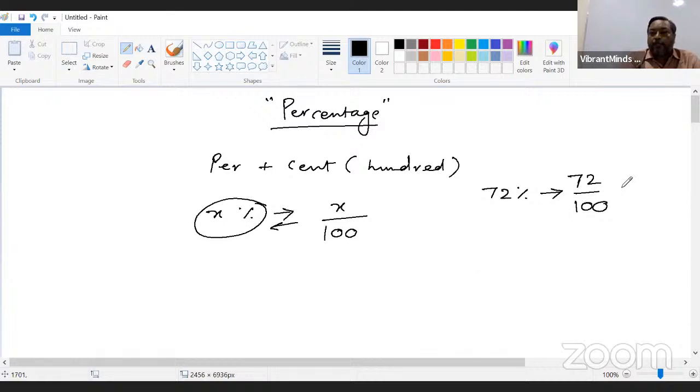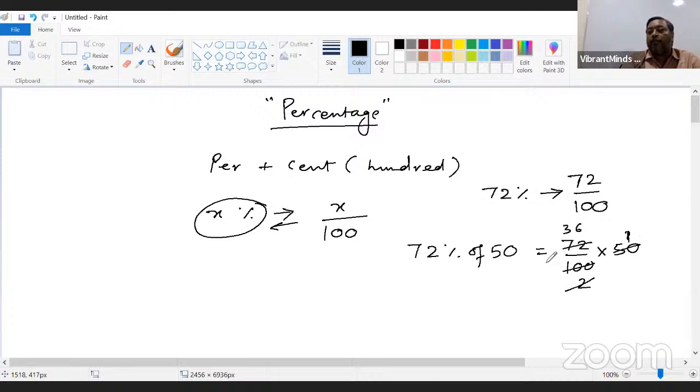But the same gets converted if somebody says that the total marks is only 50. So what I get now is 72 upon 100 multiplied by 50. So this goes 51s are, 52s are, and then 36. So 36 is now your 72% of how much? 50. Are you getting it, guys? Okay.